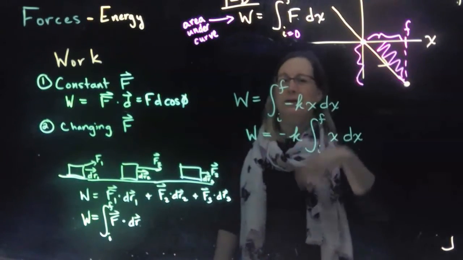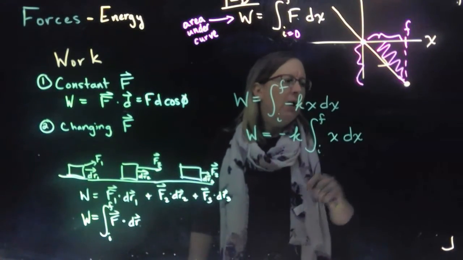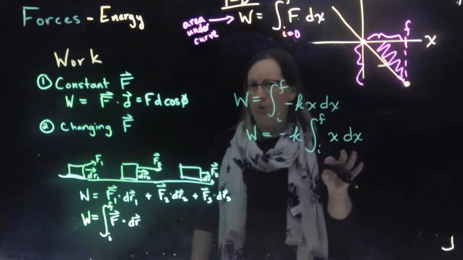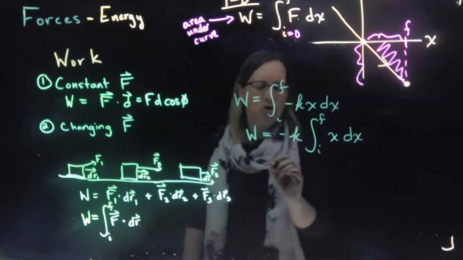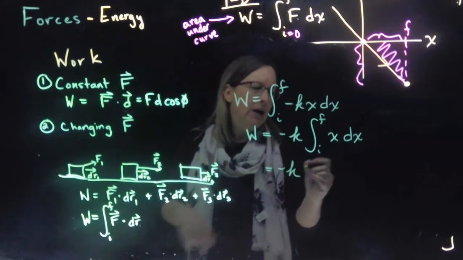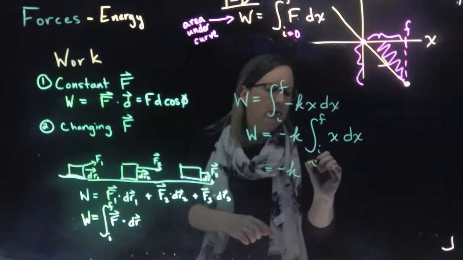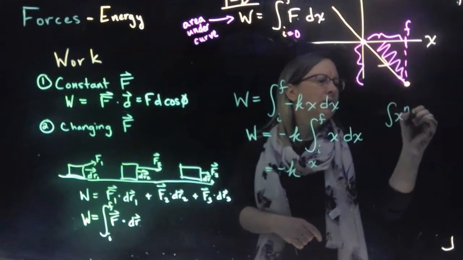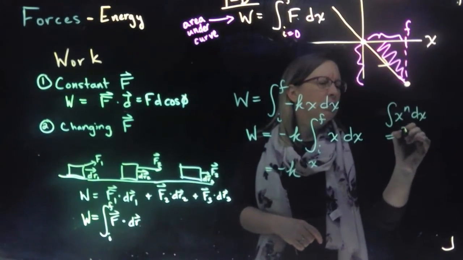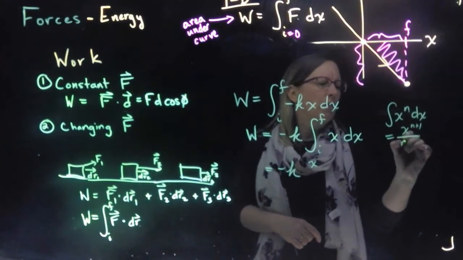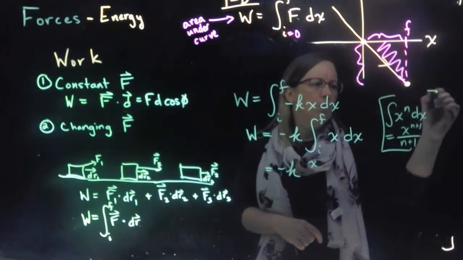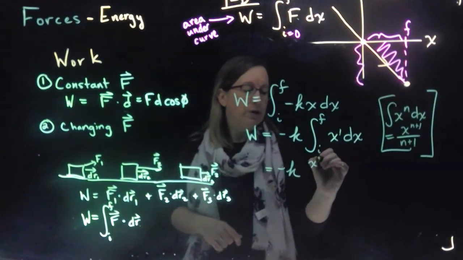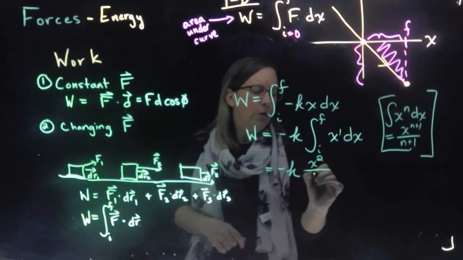And just like with derivatives, because this is an antiderivative, we have a power rule. For those of you who've gotten there or who have already taken calculus, you should be able to do these power rules. I'll just point out the integral of x to the n dx is equal to x to the n plus 1 over n plus 1. That's our power rule right there. So this is x to the first power, so x to the 1 plus 1 is 2, over 2.